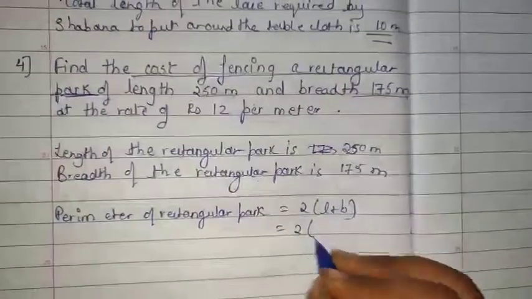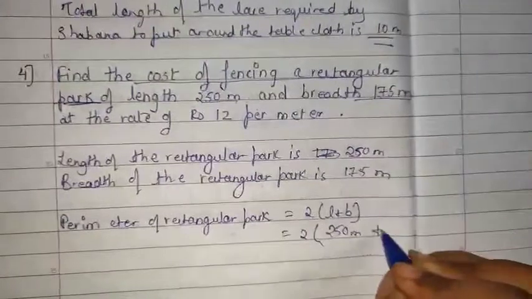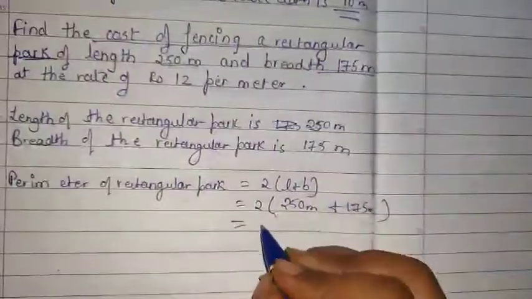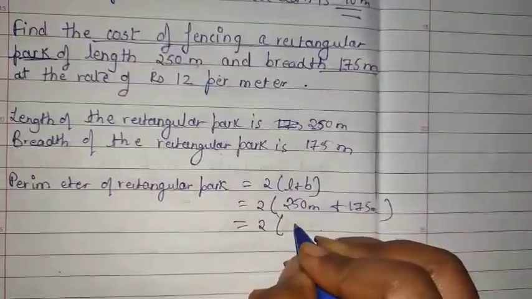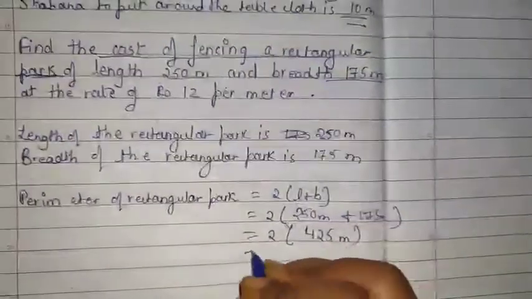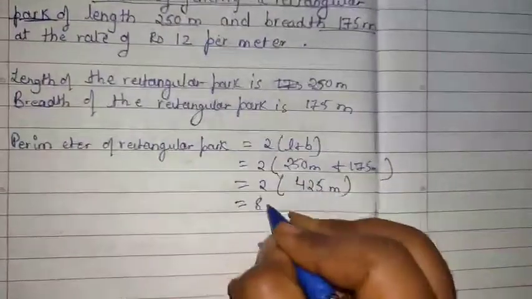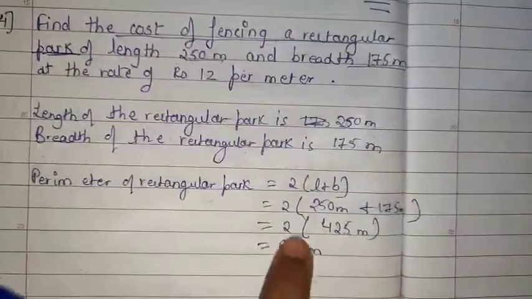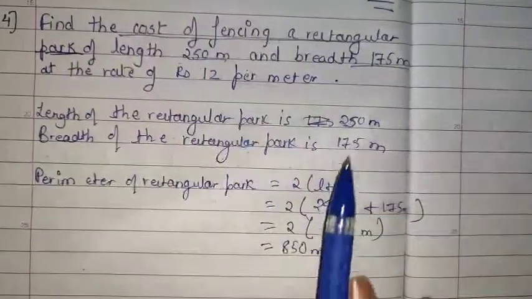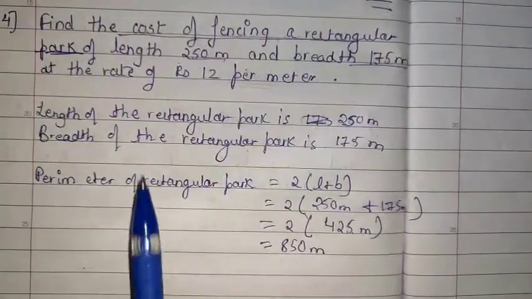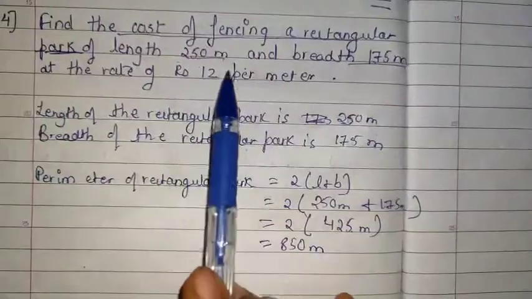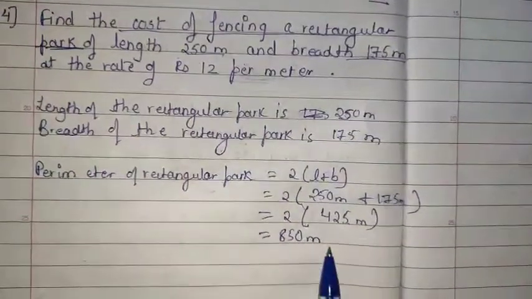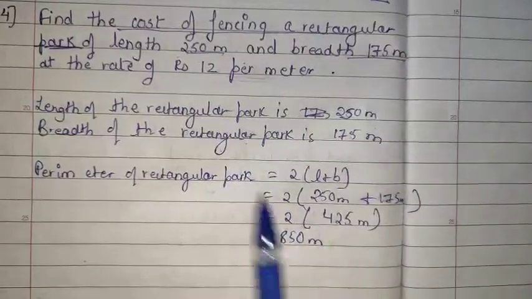So now let's substitute the values. Length is 250 meters, breadth is 175 meters, and after adding length and breadth in this bracket, we get 425 meters. So after multiplying 2 with 425, we get 850 meter. So we got the length of the fencing material to put around the rectangular park. But we are told here to find the cost. If the cost of 1 meter is rupees 12, then what will be the cost of 850 meters? Yes, we need to multiply 850 with 12.